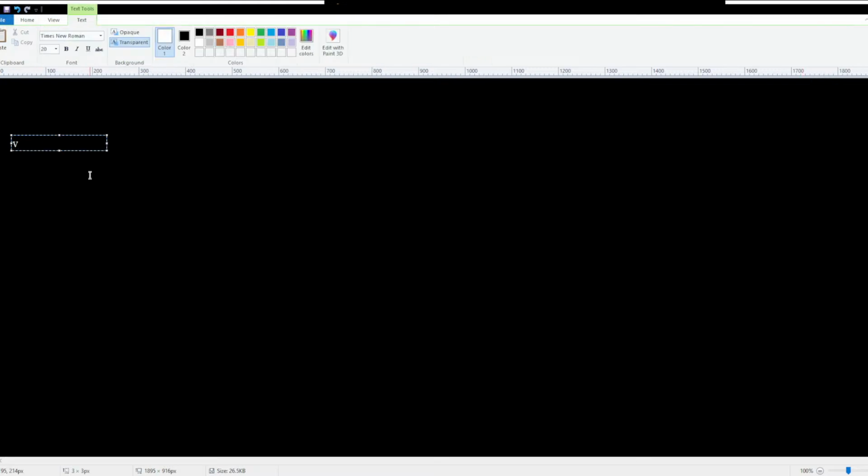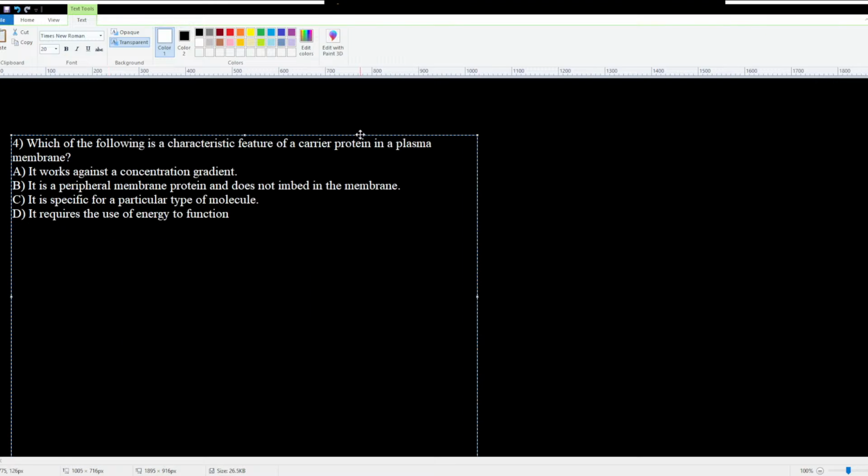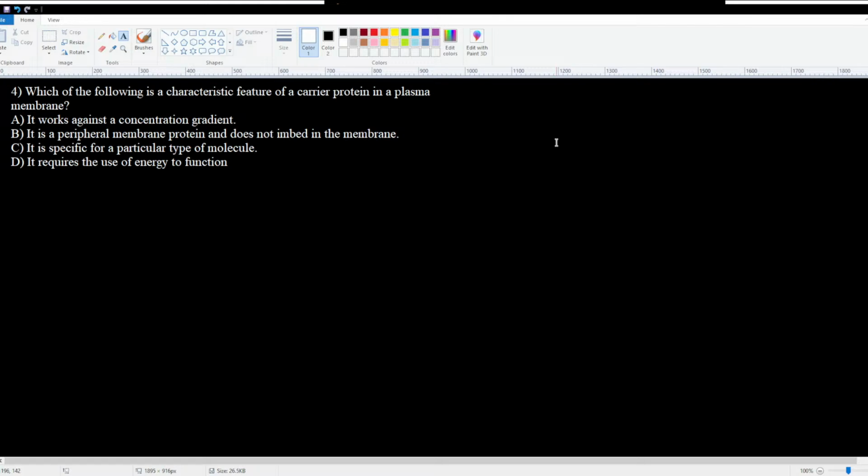Okay, so question 4. Which of the following is a characteristic feature of a carrier protein in a plasma membrane? A, it works against the concentration gradient. B, it is a peripheral membrane protein that does not embed in the membrane. C, it is specific for a particular type of molecule. Or D, it requires the use of energy to function.